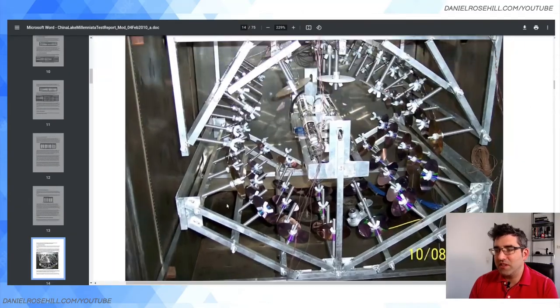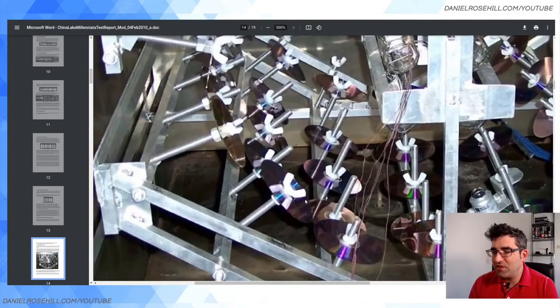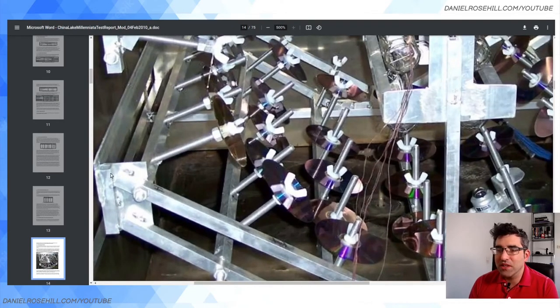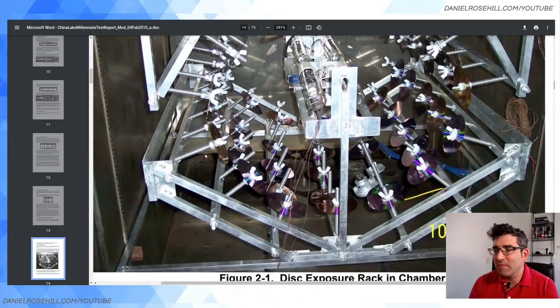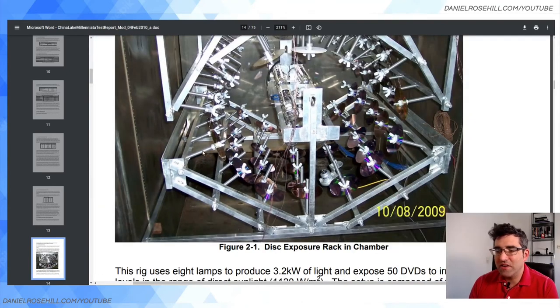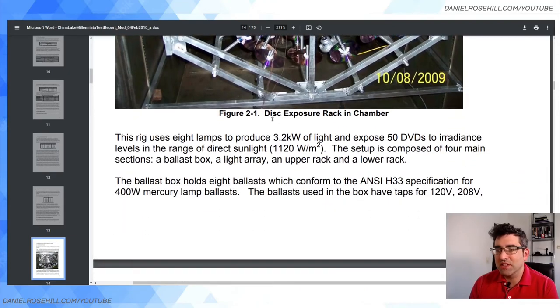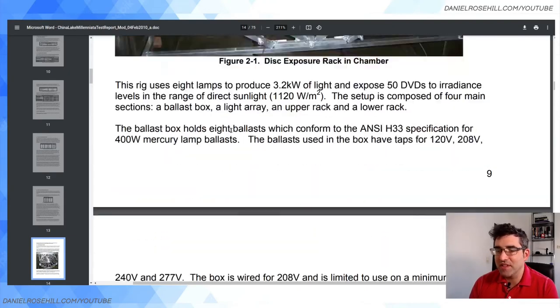More crazy photos of testing out optical media in the accelerated aging chamber. What are they even using? What are these? They're putting it on like a metal clamp and with some kind of locking mechanism there. I don't know, incredible. It's called a disc exposure rack. I wonder if you buy one of these things.